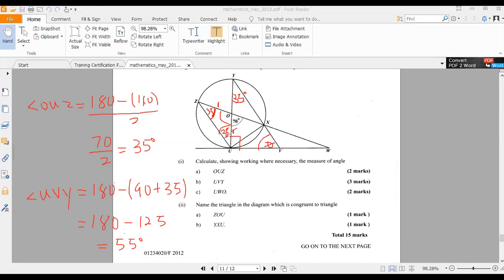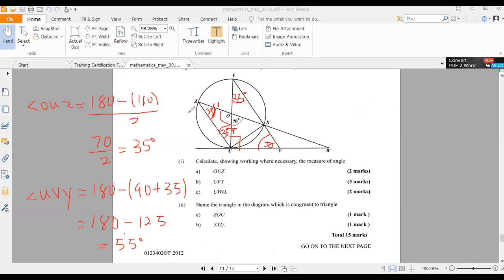ZOU is what? Isosceles triangle, right? In an isosceles triangle, the two sides are equal and two angles are equal. Am I right? Yes, sir. Now, if there is R, this is radius, this side is radius and this side is also radius. That means these two angles should have been the same.